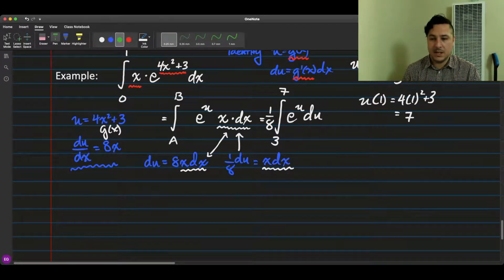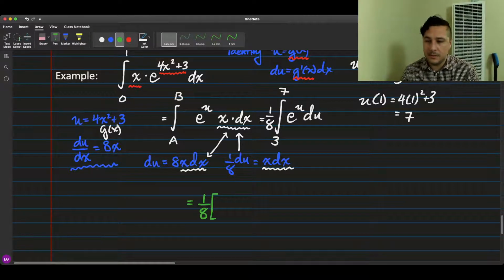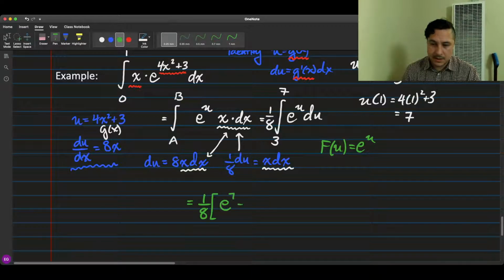Okay, so let's continue this in green. We're going to get 1/8 of. Okay, now I need the antiderivative of this stuff. So if I take the antiderivative of e to the u, the antiderivative of that is simply e to the u. So I'm going to be substituting these values, the 7 and 3, into there. So we'll get e to the 7th minus e to the 3rd.